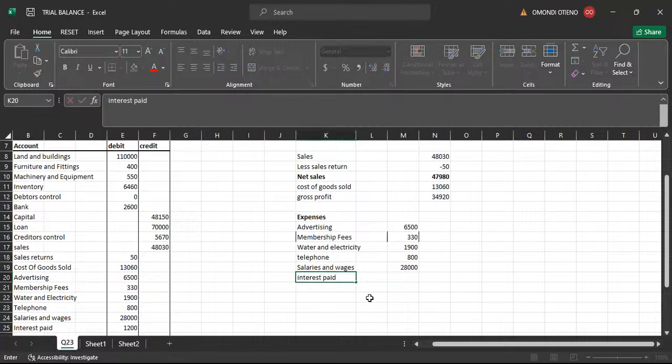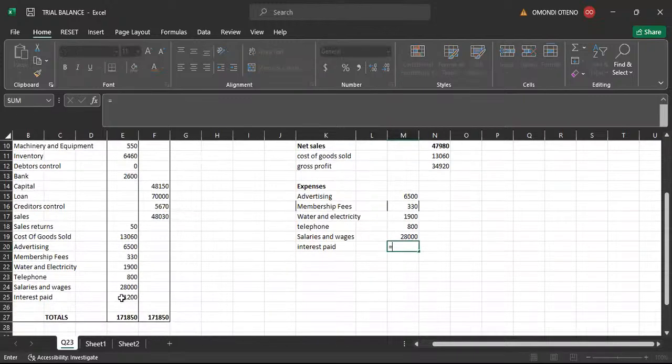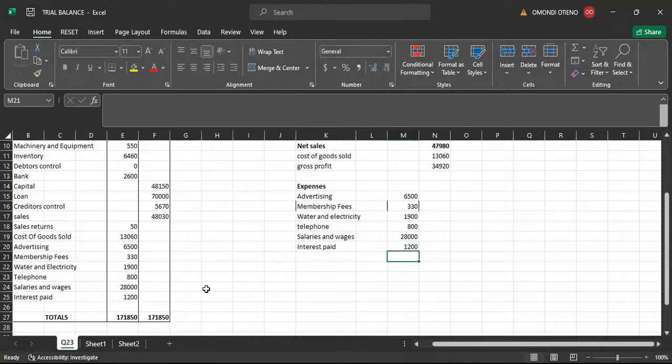So remember, in some questions, they'll just give you the interest rate. They will not give you the interest paid. So it's upon you to know the amount paid, to know the accrued amount, what to put in the profit and loss account, what to take to the balance sheet under accrued expenses. We should be able to know all that. So once we have the interest paid, do we have any other expense that we've left out?